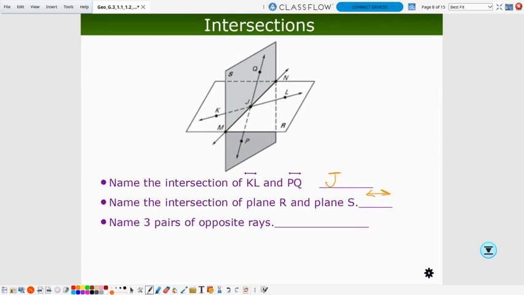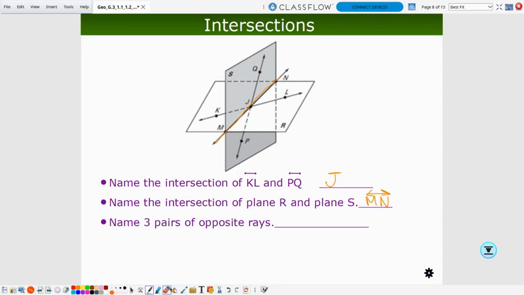So the line that they intersect at is right here. And we can call that line MN. You could also call it NM. You could call it JN or JM.